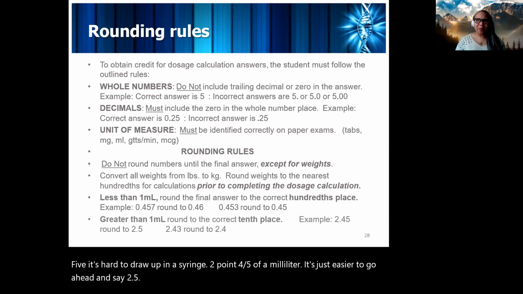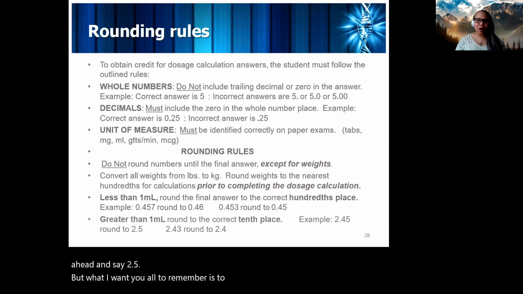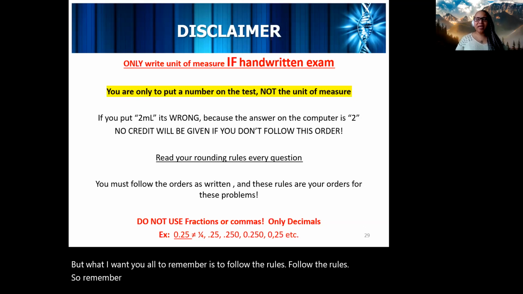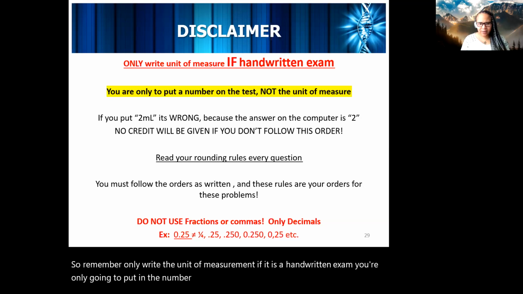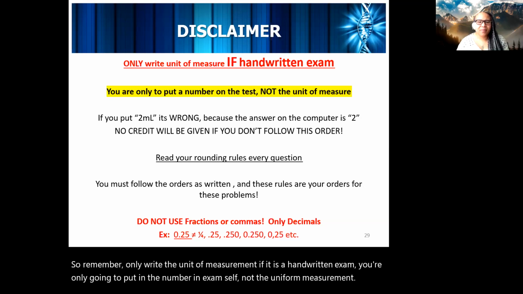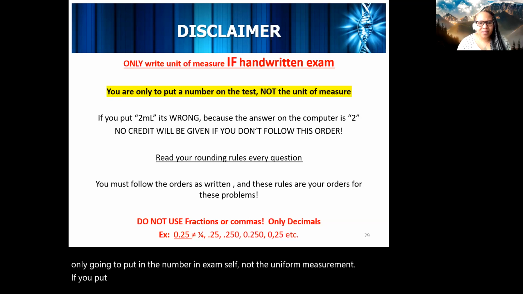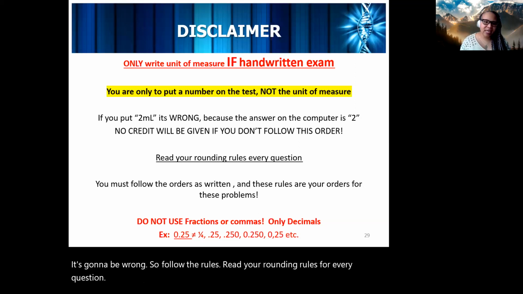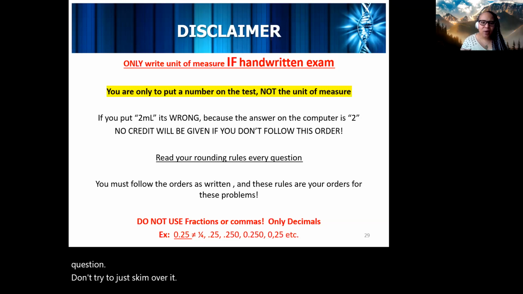But what I want you all to remember is to follow the rules. Follow the rules. So remember, only write the unit of measurement if it is a handwritten exam. You're only going to put in the number in ExamSoft, not the unit of measurement. If you put 2 ml in ExamSoft, it's going to be wrong. Okay? It's going to be wrong. So follow the rules. Read your rounding rules for every question. Don't try to just skim over it. Go ahead and read it.